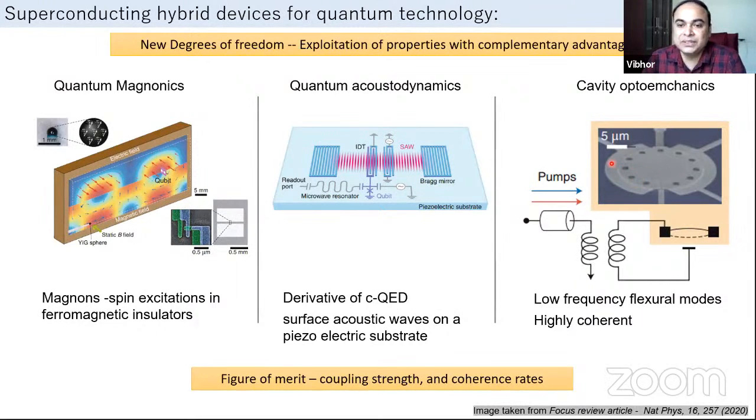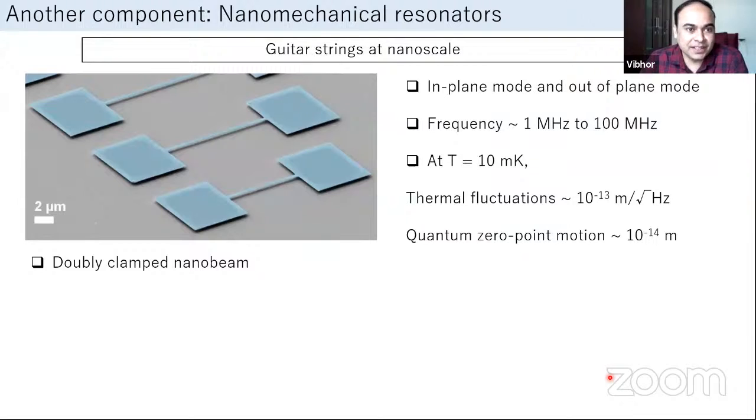Whenever you're thinking of hybrid devices, bringing in more degrees of freedom and utilizing the circuit QED platform, it is important to pay attention to the figures of merit, which typically involve the coupling strength and the coherence rate of all the degrees of freedom that we introduce. There's a very nice review article given here that can be read for more details. The other component I'm going to focus on in my talk, apart from circuit QED, is nanomechanical resonators. The talk is about integrating these nanomechanical resonators into the circuit QED platform.